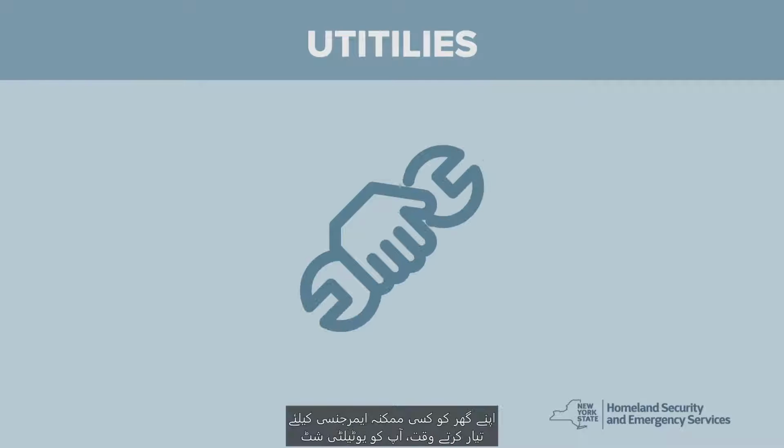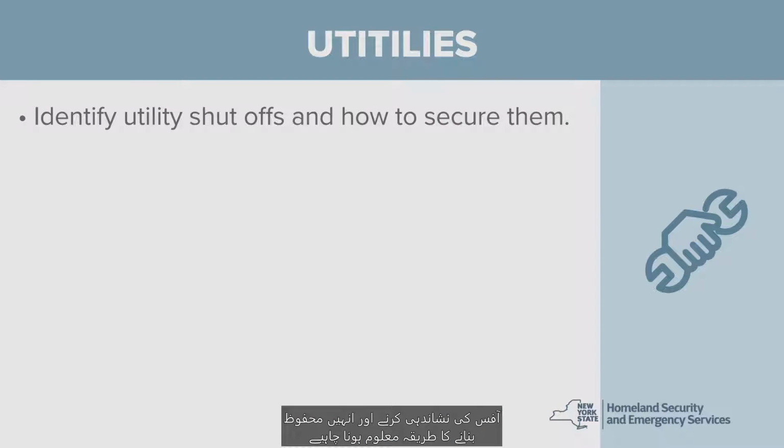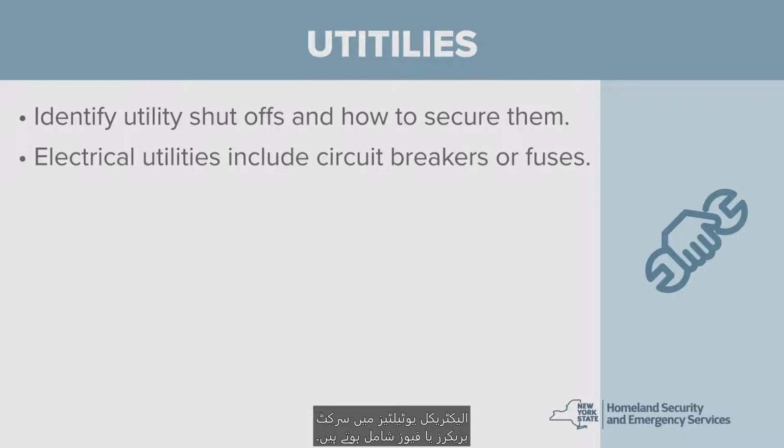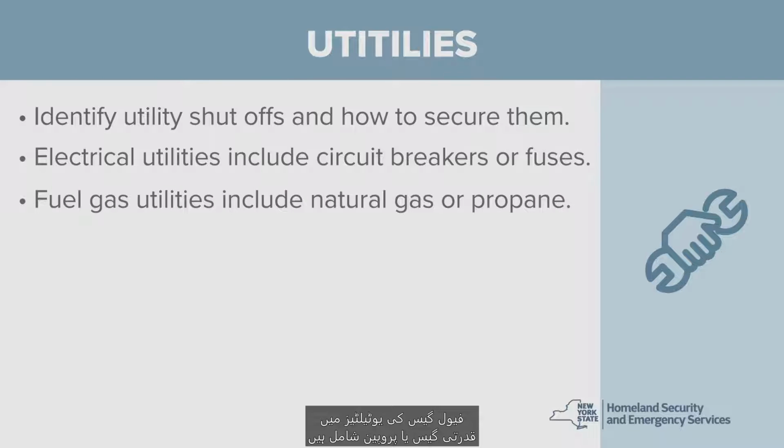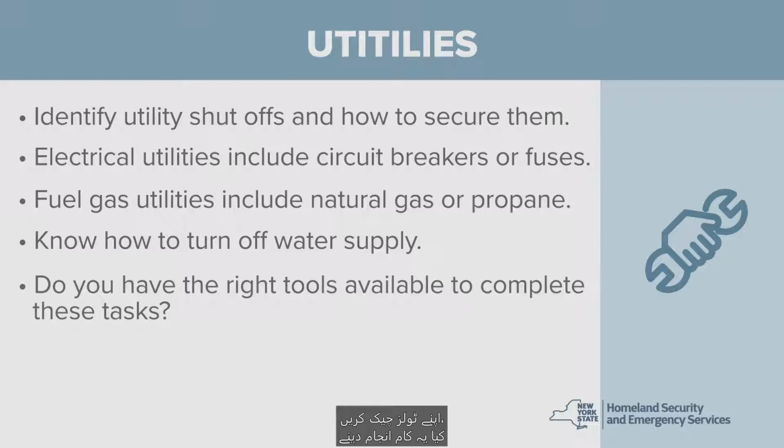When preparing your home for a possible emergency, you should know how to identify utility shutoffs and how to secure them. Electrical utilities include circuit breakers or fuses. Fuel gas utilities include natural gas or propane. And don't forget about your water supply. Check your tools. Do you have the right ones available to complete these tasks?